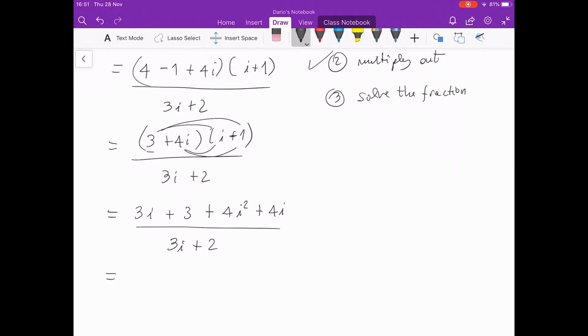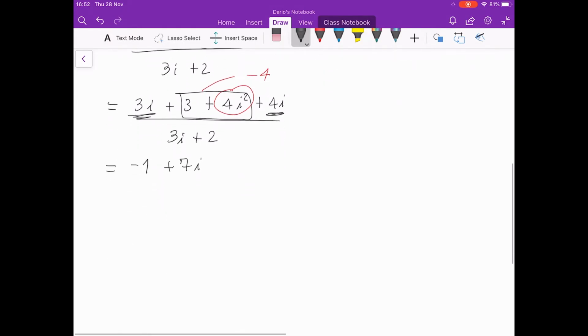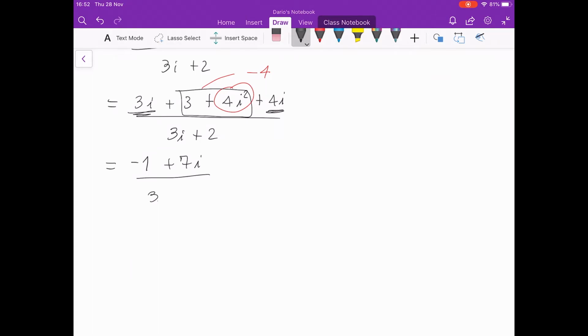Now the numerator can simplify a bit more because we know that 4i squared is actually equal to 4 times minus 1, which is minus 4. And that will add up to 3. With 3, and then we've got 3i and 4i, which add up to 7i. So we have 3 minus 4, which is minus 1, plus 7i. Okay, so 3 minus 4 comes from these two terms, and 7i comes from these two. Now we can divide by 3i plus 2.